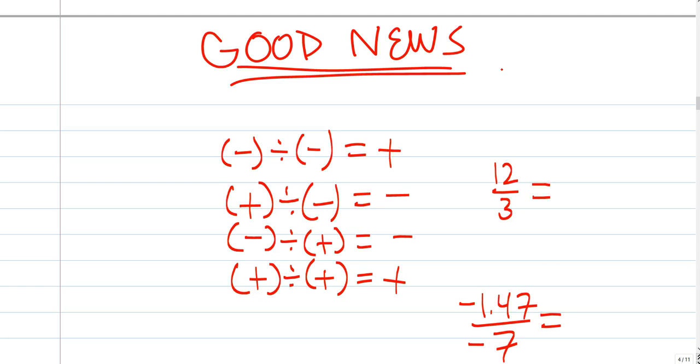The good news is multiplying and dividing are actually related to each other. That's why when we do PEMDAS, they are grouped together. All of the rules for multiplying are the same as all of the rules for dividing. So if you understand the rules for multiplying, you understand the rules for dividing. A negative times a negative. If there are 2 negatives, the result will be positive.